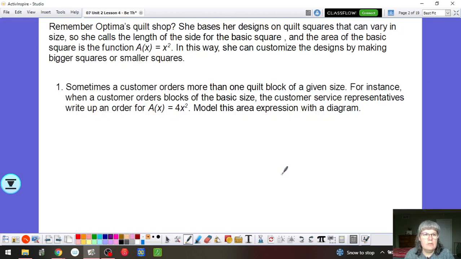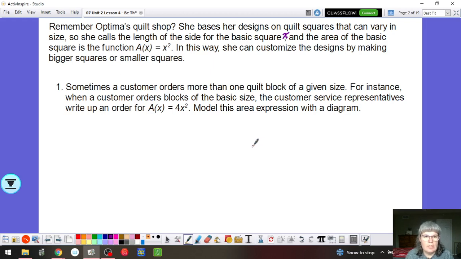So we are still working with Optima and her quilt shop. She bases her designs on quilt squares that can vary in size. So she calls the length of the side for the basic square x, and the area of the basic square is the function A of x equals x squared. In this way, she can customize the designs by making bigger squares or smaller squares.